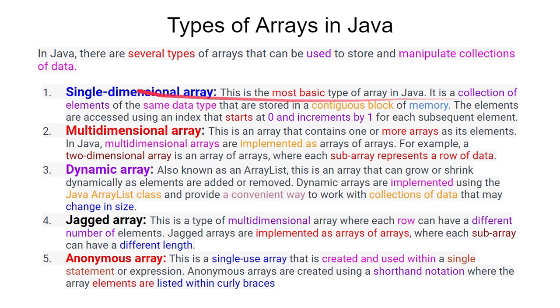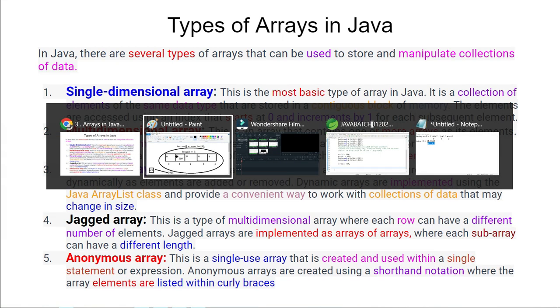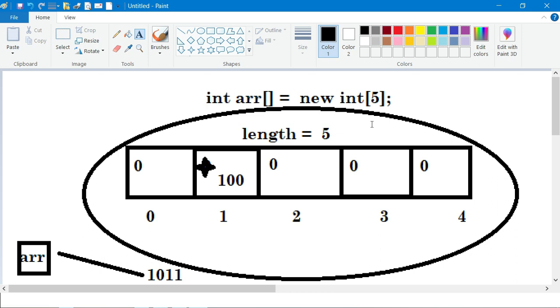It is a collection of elements of the same data type that are stored in a continuous block of memory. The elements are accessed using the index that starts at 0 and is incremented by 1 for each subsequent element. We have already discussed that in the single dimensional array, the indexing always starts at 0 and goes up to 4.